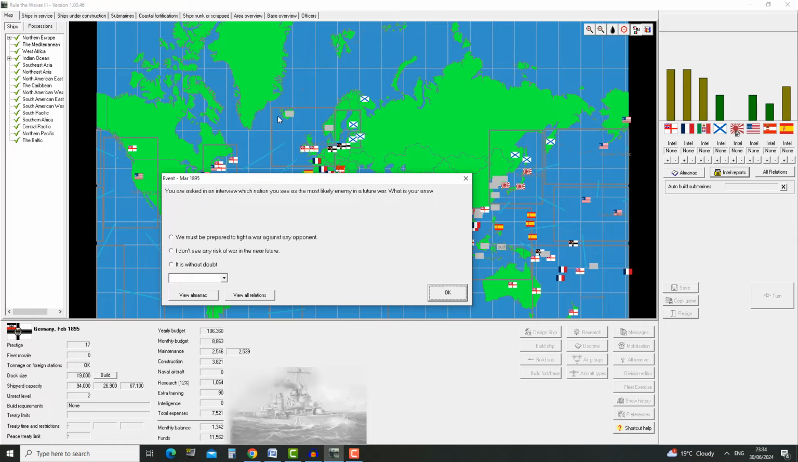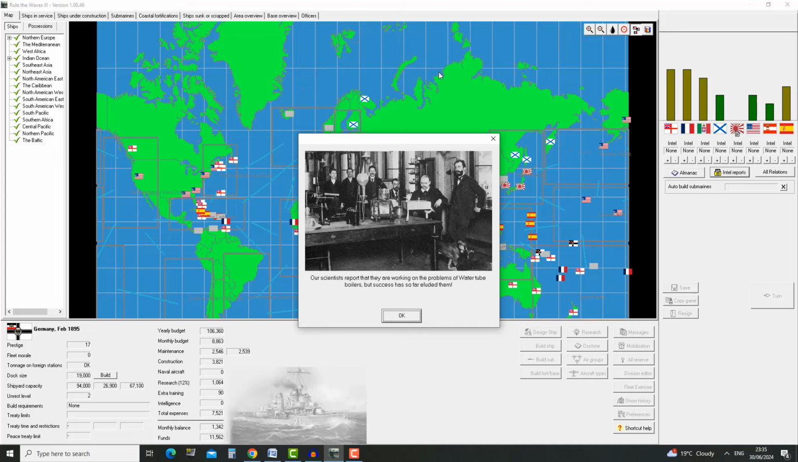You're asked in an interview which nation you see as the most likely enemy in a future war. What is your answer? You must be prepared to fight against any opponent. I don't see a risk of war in the near future. War is prestige, budget, and tension. It is without a doubt. Can we put Spain there? We can put Spain there. So, it is without doubt Spain. So, let's see what that's going to do.